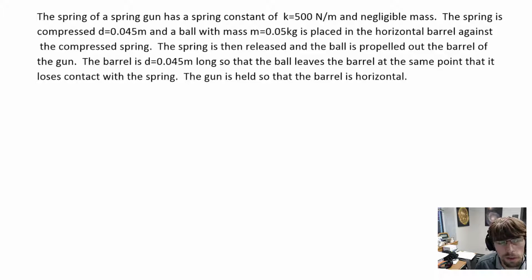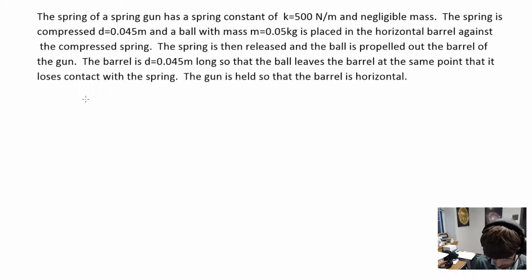The spring of a spring gun has a spring constant of k equals 500 newtons per meter and negligible mass. The spring is compressed, looks like 4.5 centimeters, with a ball of mass 50 grams or 0.05 kilograms. It's placed in the horizontal barrel against the compressed spring. The spring is then released and the ball propelled out of the barrel of the gun. The barrel is, and again we see that it's the same size as the compression of the spring, so that the ball leaves the barrel at the same point that it loses contact with the spring. The gun is held so the barrel is horizontal.